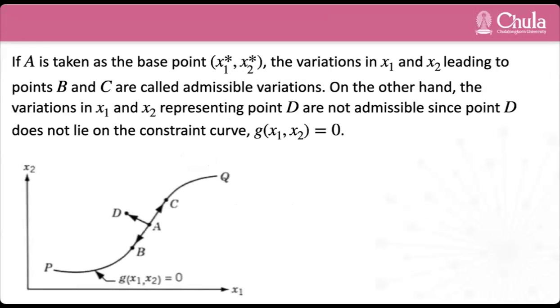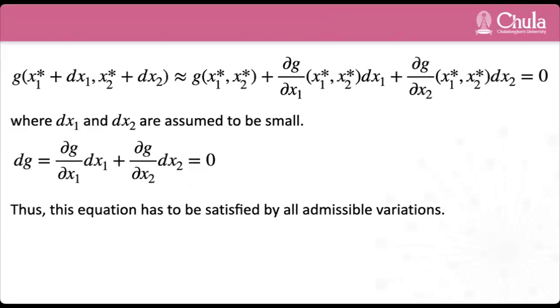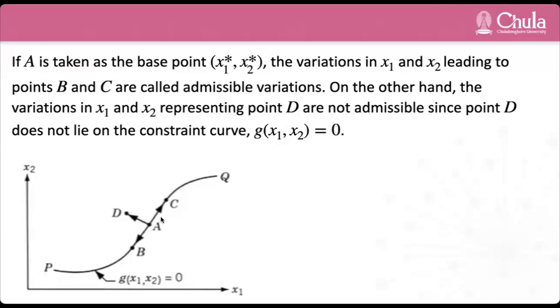What does it mean? It means that if we are at A, let's say A, and this curve from P to Q is our g, our equality constraint. That means the expression we previously derived limits us to go along this direction only, along P to Q, along function g.